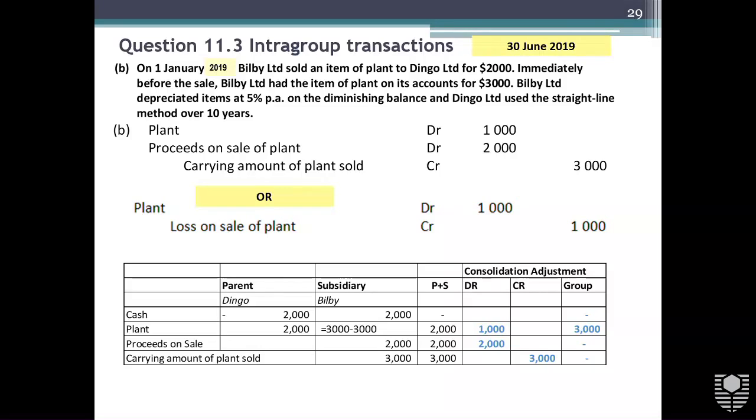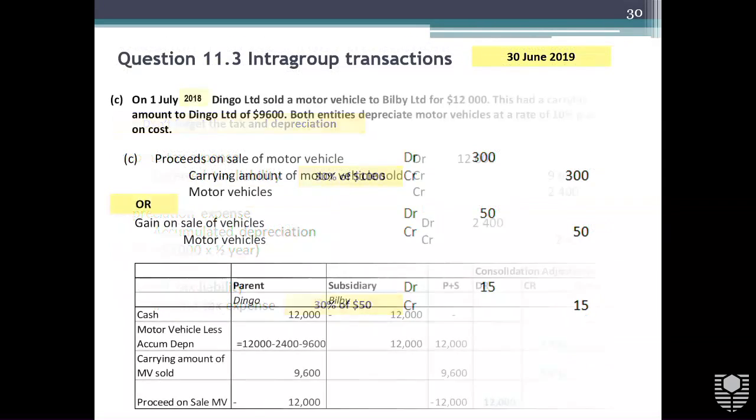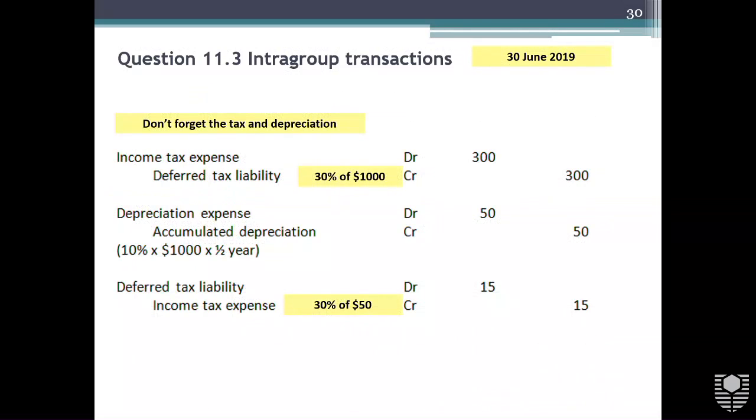Right, so it depends on what accounts you use. Both are acceptable. Has the same effect. I've kept it as the 2 separate ones because that's what industry primarily uses. All right, they separate them out. Don't forget the tax. All right, so there's an income tax component, so 30% of that 1,000 we have to account for. So we're going to debit our income tax expense, credit our deferred tax liability by 300.